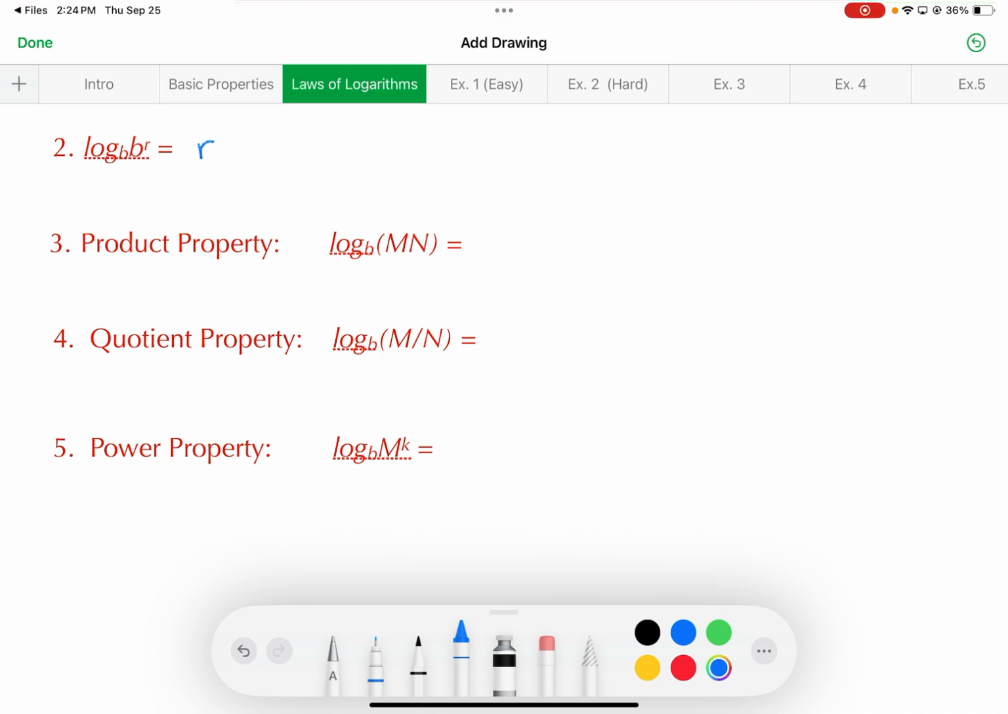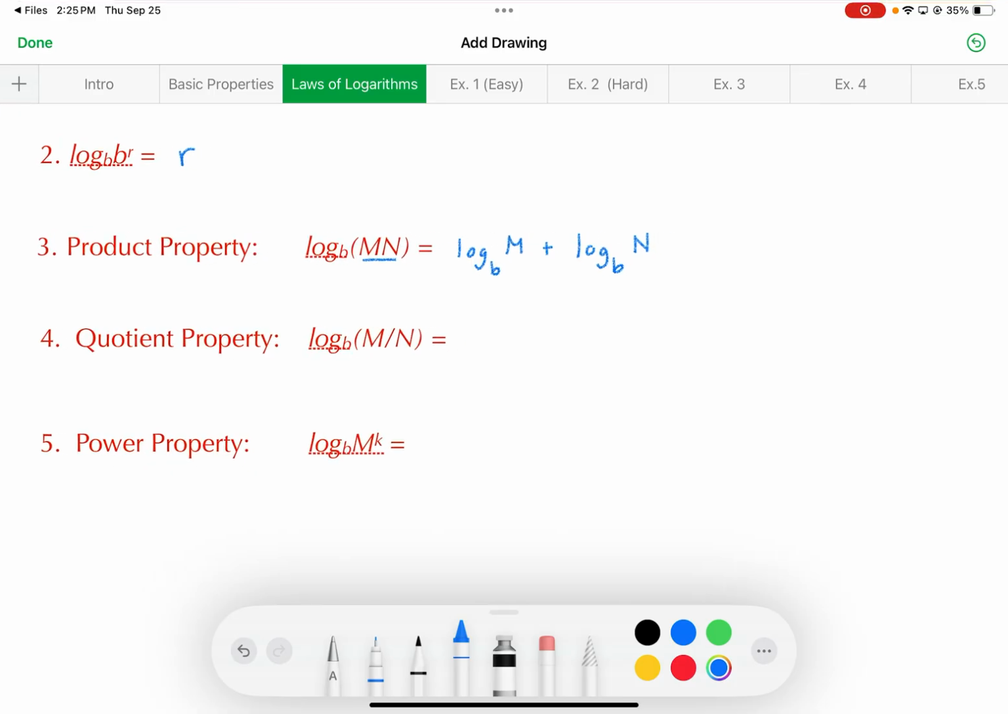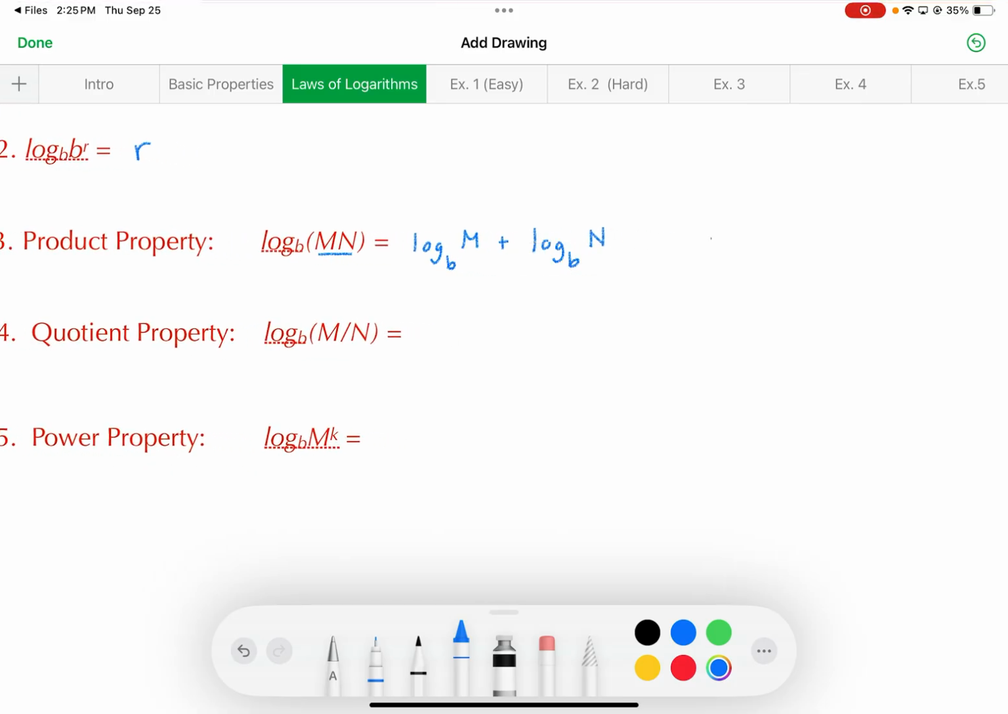So we have the product property. It says within the logarithm, if the argument can be thought of as a product, in this case m and n, we can break this up into 2 logs that are being added together. This is equivalent to log base b of m plus log base b of n. Okay, now let's justify that.